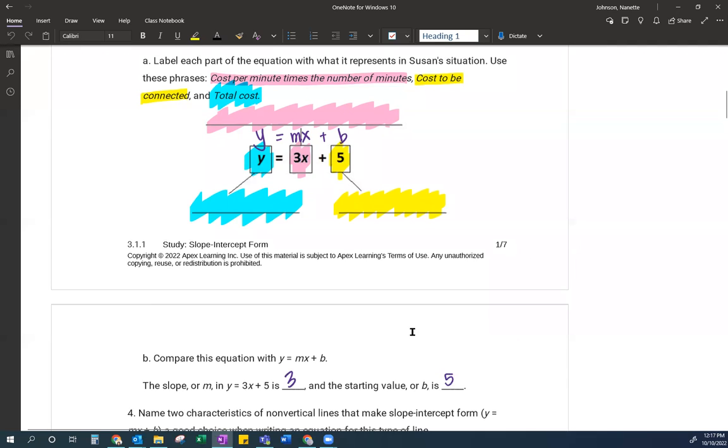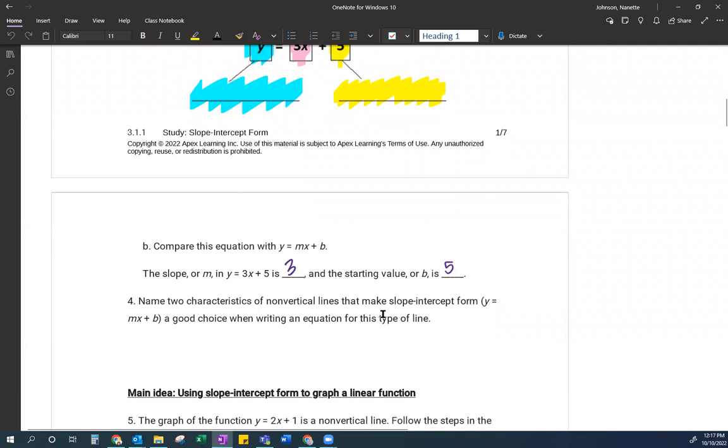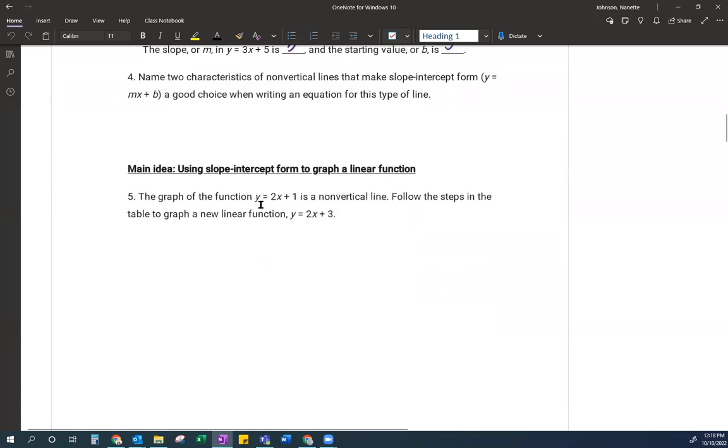So name two characteristics of non-vertical lines that make the slope-intercept form a good choice when writing an equation of this type of line. So number one, they're always going to have an m, and they're always going to have a b. So the two characteristics are really your m and your b, right? So, using slope-intercept form to graph a linear function.